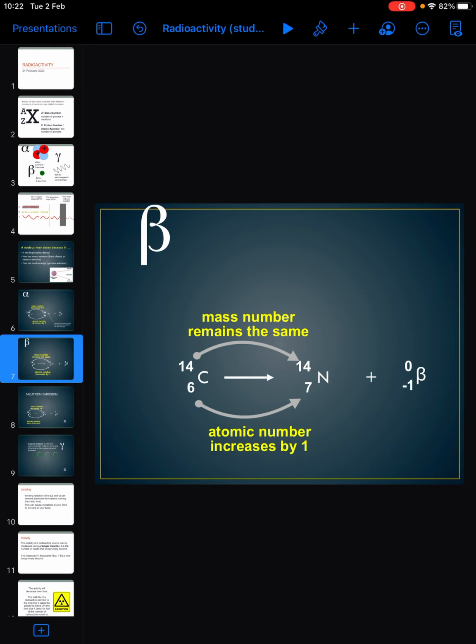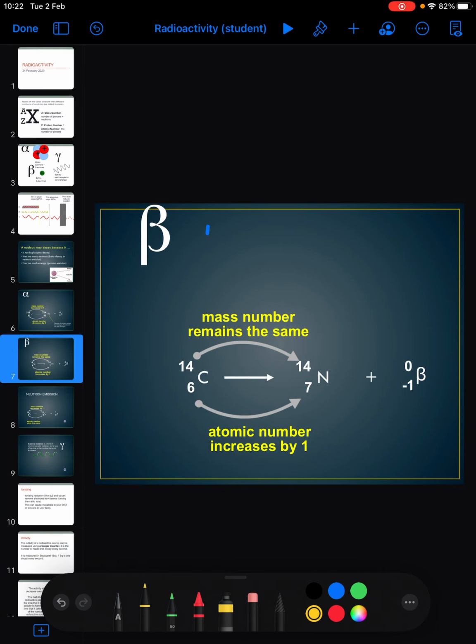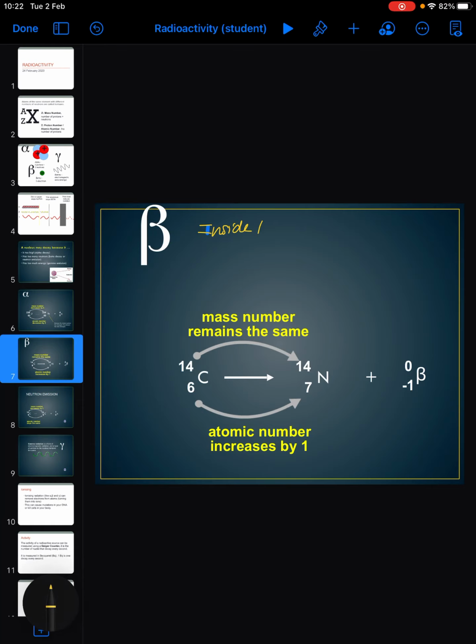Beta. Now for a reason, in fact I'm going to write on this, what happens is the mass number remains the same, fine, but the atomic number increases by 1. Now the reason for this is inside the nucleus, a neutron turns into a proton and a beta particle. Now, the beta particle is emitted, that's obviously there, but the proton stays in the nucleus.